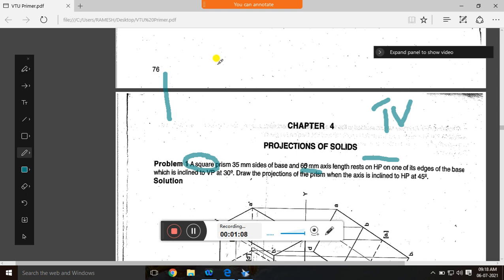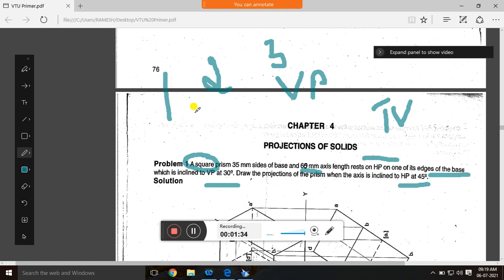Second position you have to directly draw the HP inclination, because in the first position it is on HP, so in the second position it should be inclined to the HP. The third position is VP inclination, of course, but here in VP it is 30 degrees, but the axis is not inclined. Here the axis is not inclined, the edge is inclined.